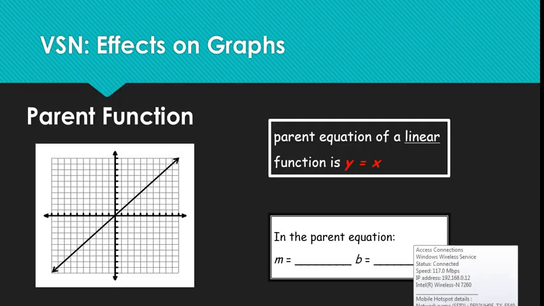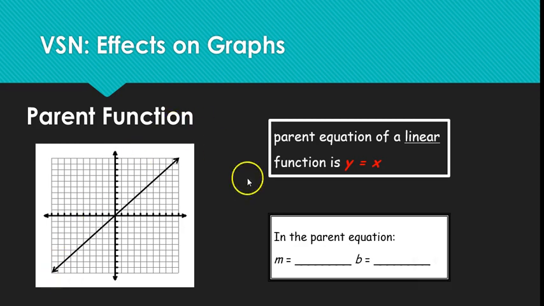So, if we look at the parent linear function, y equals x, you can see that the slope of this graph is 1. You go up 1 and over 1. And the y-intercept is 0. That's how you get the equation y equals x. That is the parent equation of the linear function.